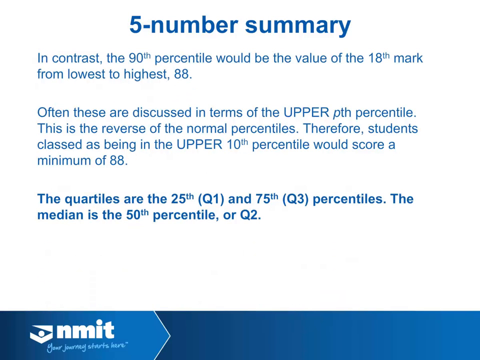You most often hear exam scores talked about in the upper something percentile. So the upper 10th percentile, that's the reverse of normal percentiles. So the upper 10th percentile would actually be the 90th percentile, where 90% of the scores are less than that and 10% are above it. The quartiles are simply the 25th and the 75th percentiles.